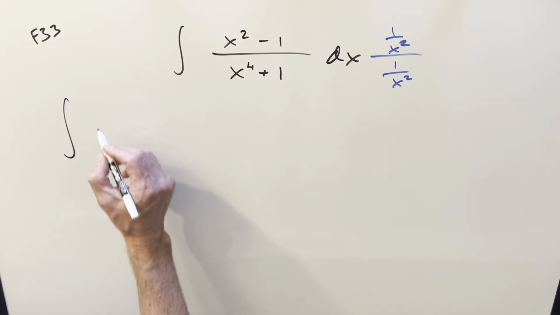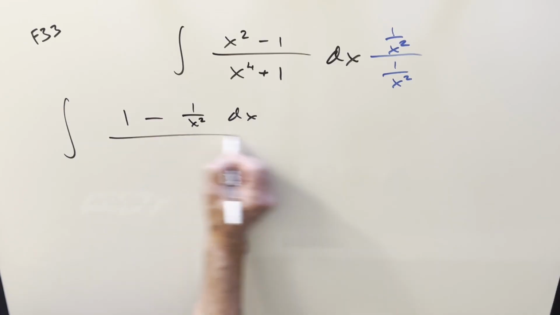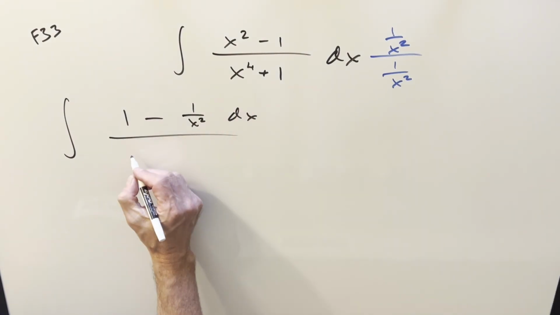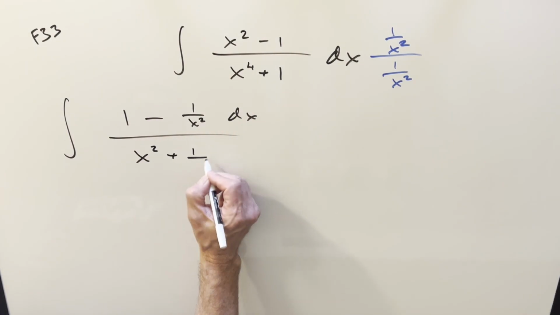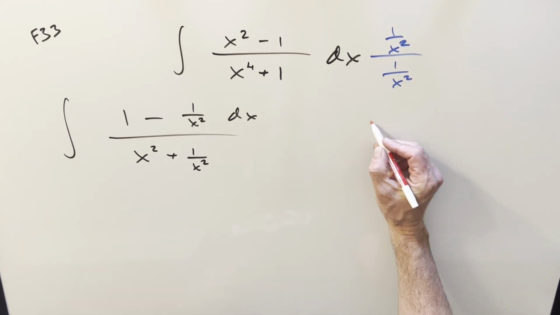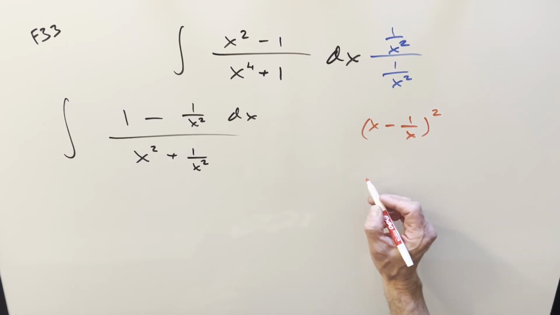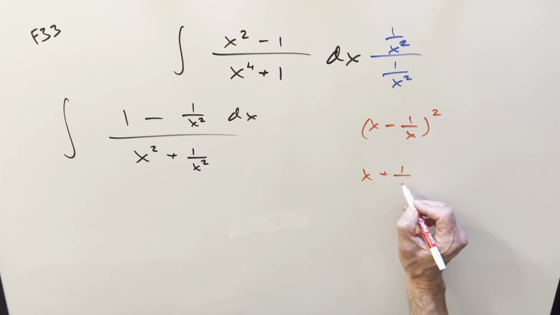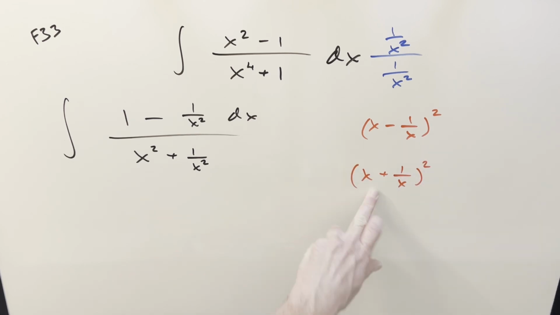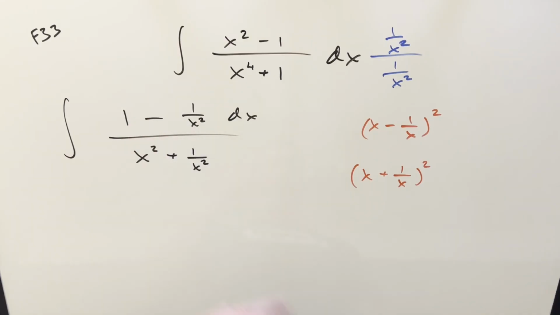So when we multiply in, the numerator becomes 1 - 1/x^2. And then in the denominator, multiplying these, we get x^2 + 1/x^2. Now for this thing here, there are two ways to factor it that I know of. You could do (x - 1/x) and square that, or you could do (x + 1/x) and square this. The reason I want this way is because if I do a u substitution, it's going to create the minus sign. So I want this to have the opposite sign as this in the numerator.